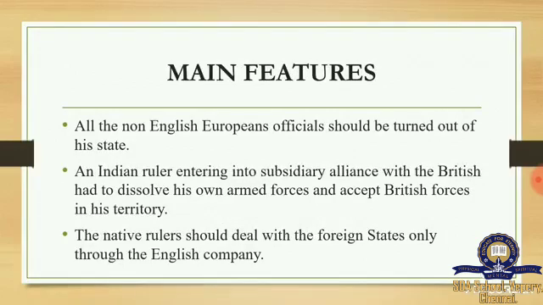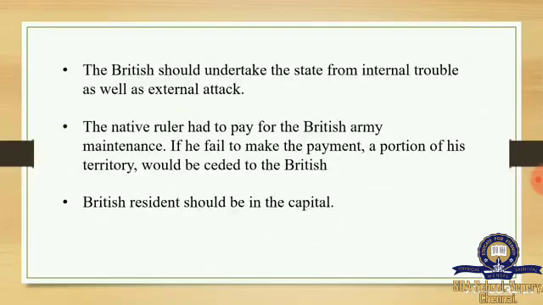First point, all the non-English European officials should be turned out of a state. Second point, an Indian ruler entering into subsidiary alliance with the British had to dissolve his own armed force and accept British forces in his own territory. Third point, the Indian ruler should deal with foreign states only through the British Company. Fourth point, the British should protect the state from internal trouble as well as external attack.